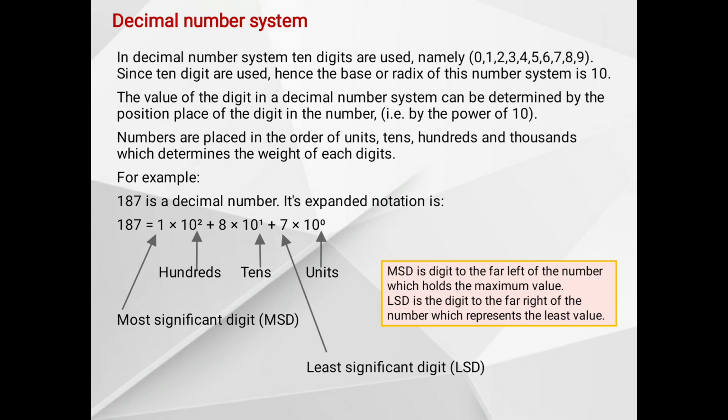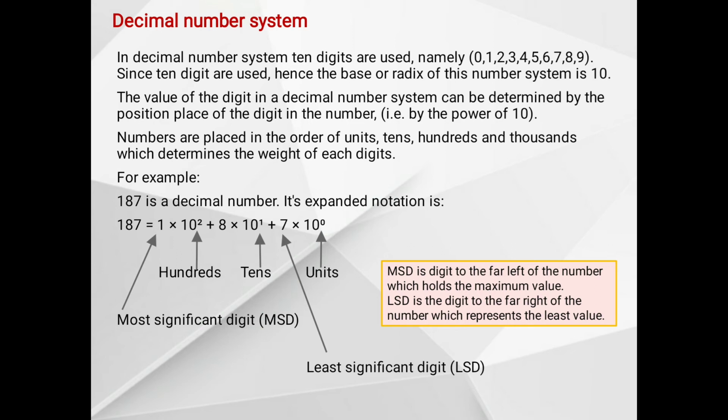10 to the power 1 is 10, and 10 to the power 0 is 1. So 10 to the power 0 is the units place, 10 to the power 1 is the tens place, 10 to the power 2 is the hundreds place. So the weight of each digit is determined by that place value.